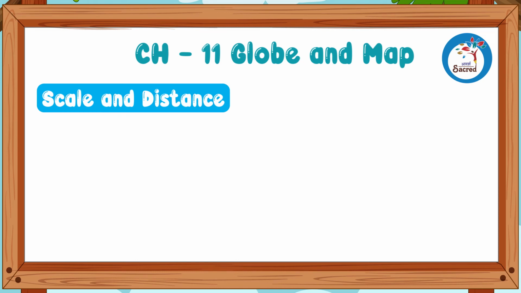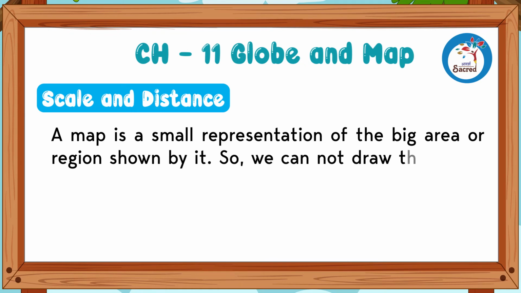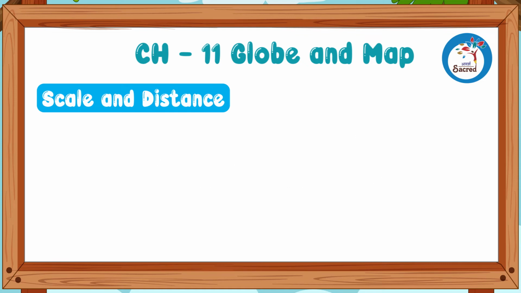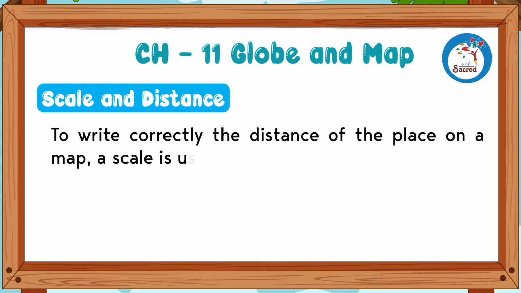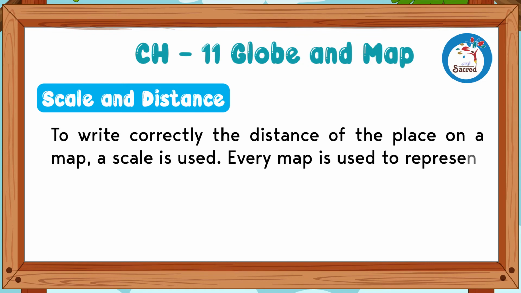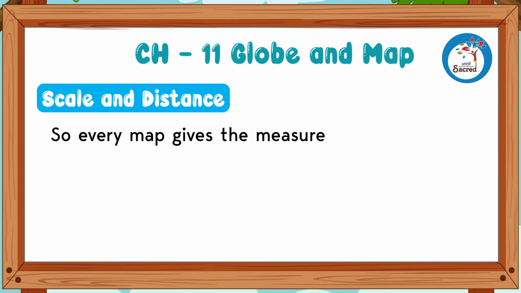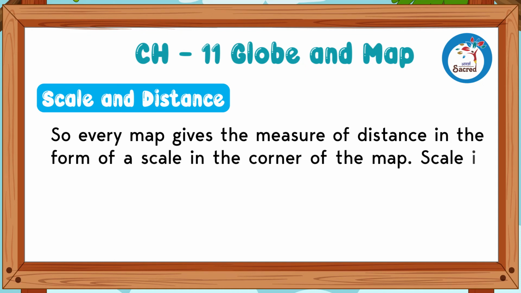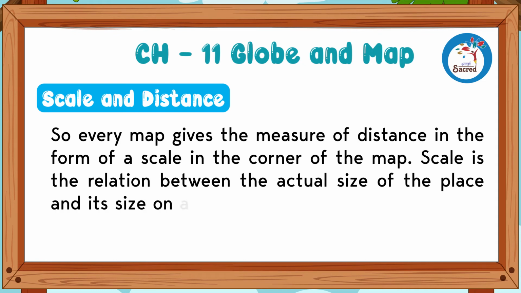Scale and distance. A map is a small representation of the big area or region shown by it. So, we cannot draw the actual distance of the place on a small piece of paper. To show correctly the distance of the place on a map, a scale is used. Every map represents distance in its own way. So, every map gives the measure of distance in the form of a scale in the corner of the map. Scale is the relation between the actual size of the place and its size on a map.